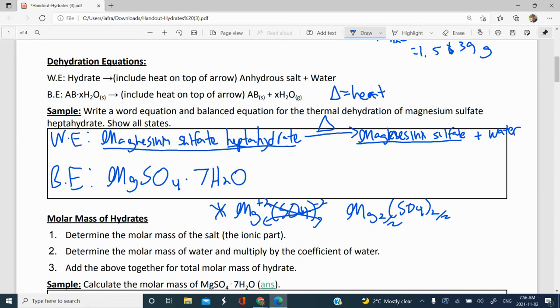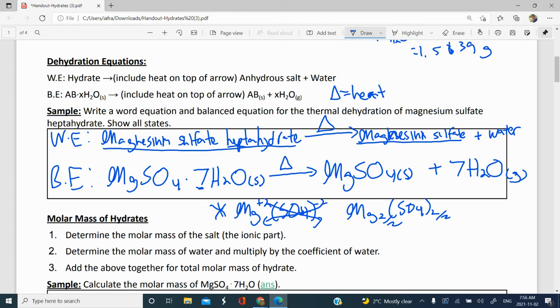And then this needs to be written in its solid form because you heat it up when it's in solid form. We'll make an arrow just like above with the little triangle or heat written on top. And then we'll get magnesium sulfate, which is just the ionic compound part, and it's still in the form of a solid, plus water. And it's going to match how much water you had in here, assuming you heated it all up 100%. So plus 7 H2O, and this is in the form of gas because it's heated up and evaporates away.